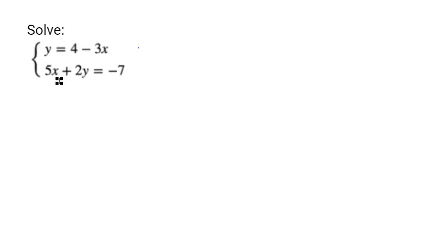Here we're asked to solve a system of equations. Looking at these two equations, we notice that they both have x and y in them. And we also notice that one of the equations says y equals, and the other one is in standard form. That's a clue that the substitution method would probably be the most efficient method for solving this.